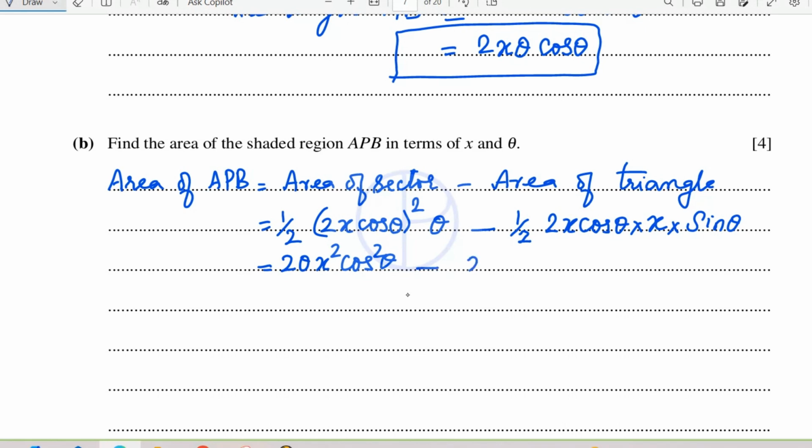I'll write it here. 2 theta x square cos square theta minus x square cos theta sin theta. We can take out x square cos theta commonly. We get x square cos theta times 2 theta cos theta minus sin theta. This is the area of the shaded region.